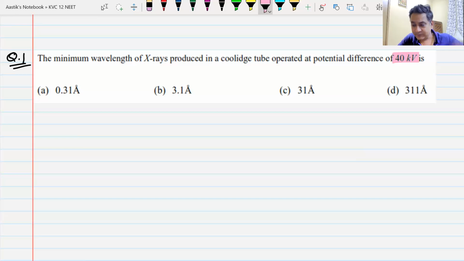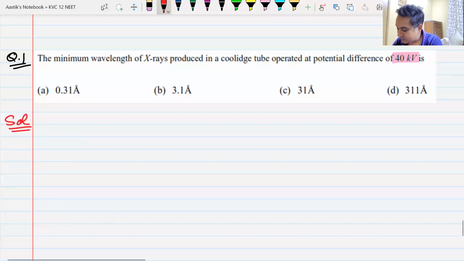Sir, minimum wavelength equals 12,400 by V. Minimum wavelength is equal to 12,400 divided by V. Absolutely correct. You just put the value of V. How much is V, bacha? V is the operating voltage. 40 kilovolts, sir. So you divide 12,400 by 40 kilovolts. And here is your answer, beta.